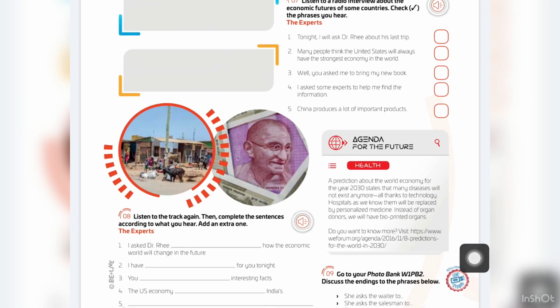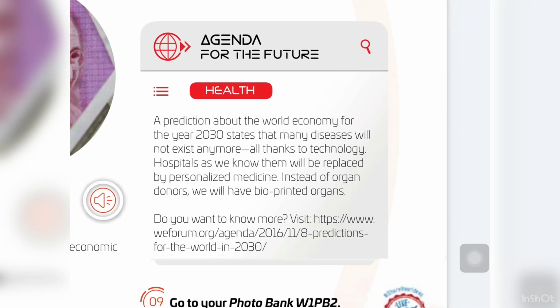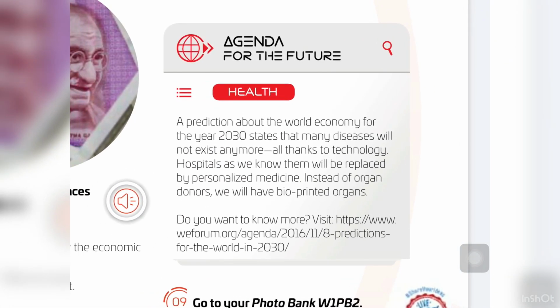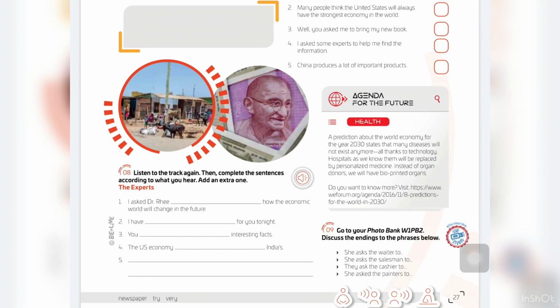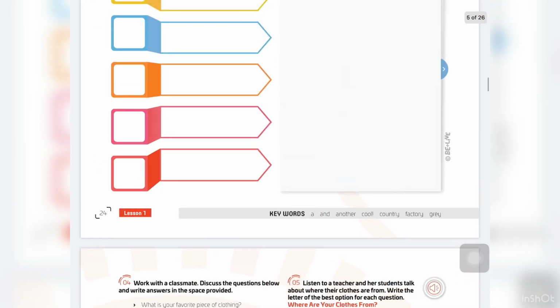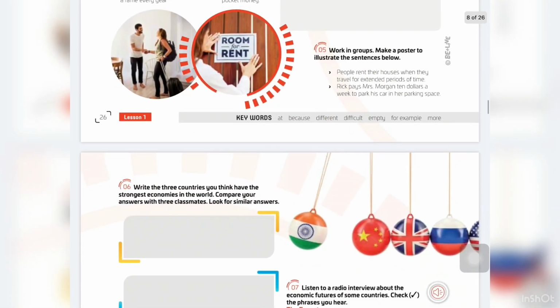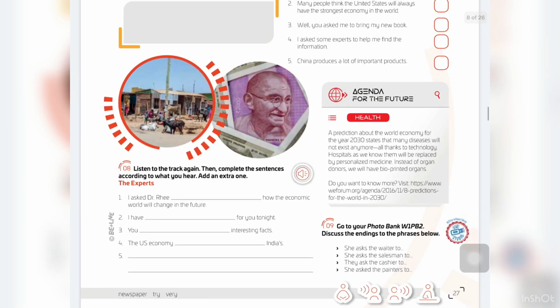This is the only activity that we have to develop. And be attentive to this agenda for the future that is about health. Be careful. We are going to work from page 24 to page 27.